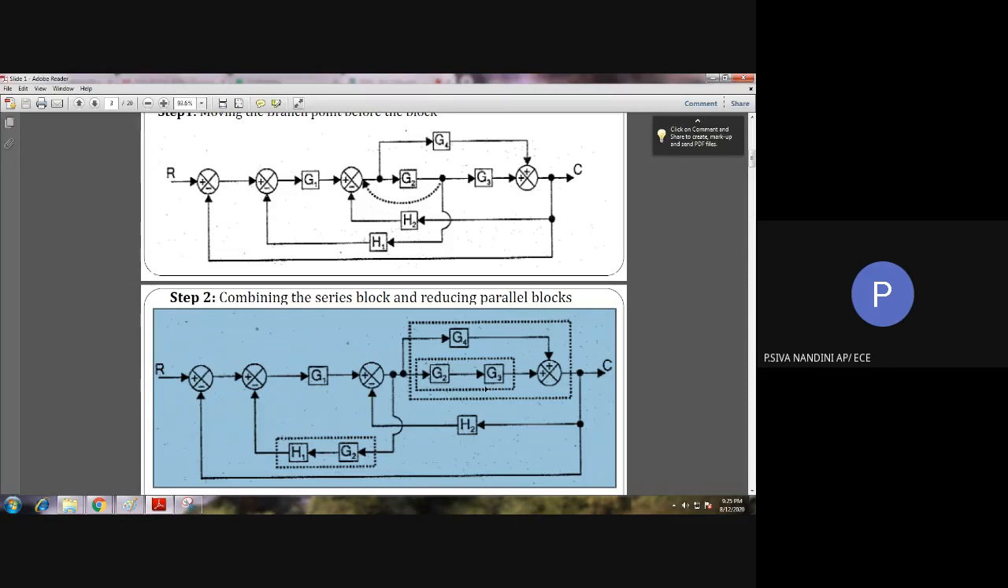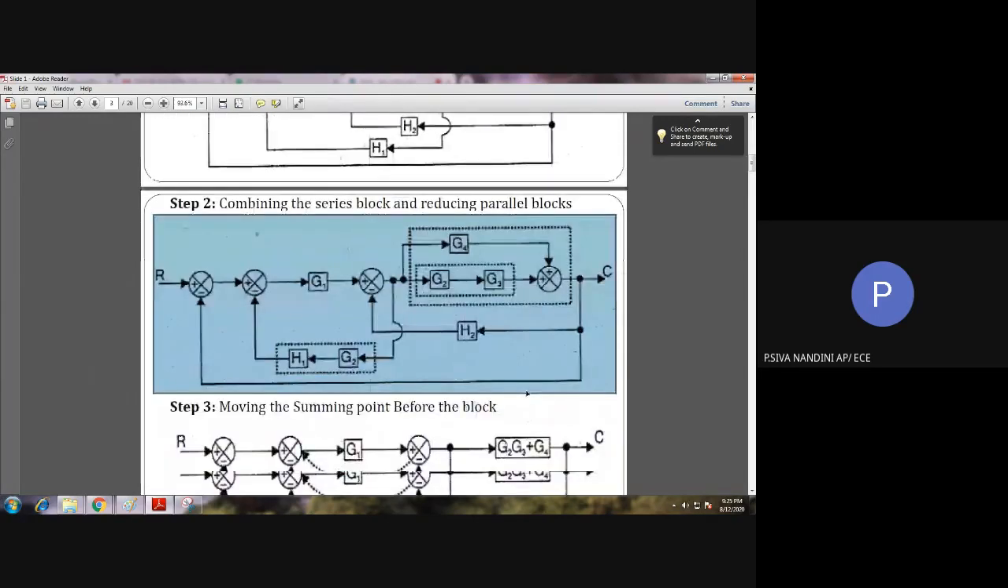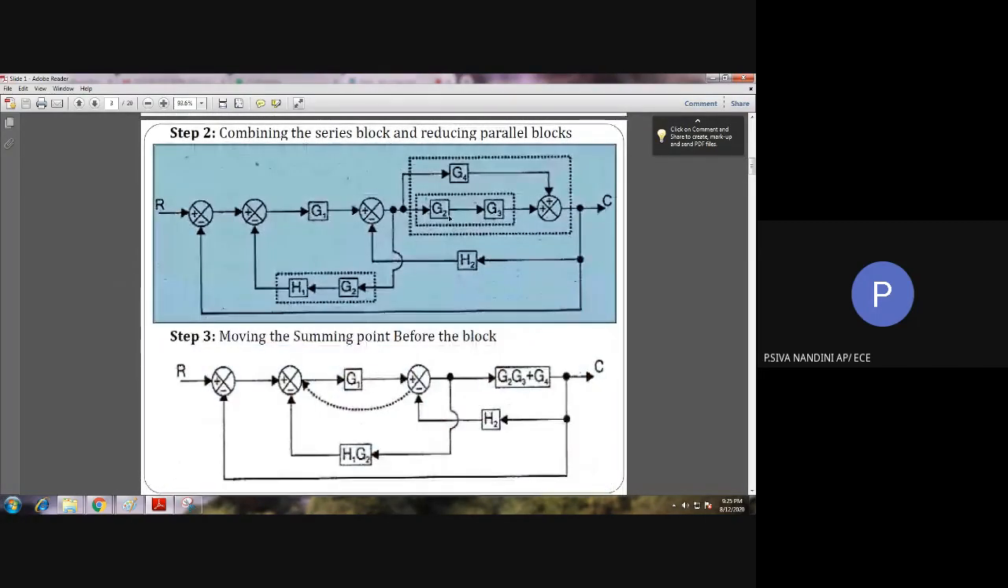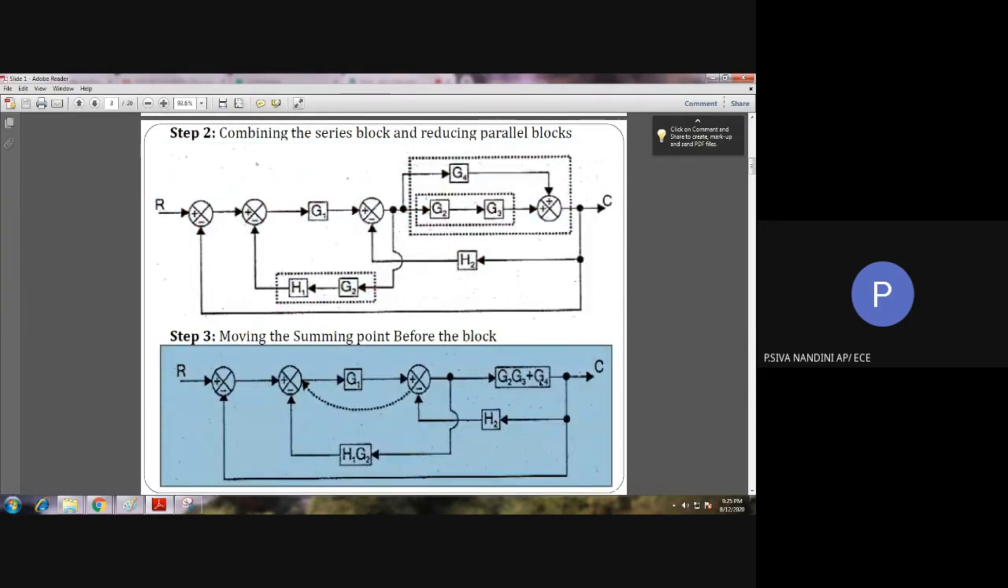G2 and G3 are in series. After combining this G2 and G3, we will have another parallel block. That is G4 and G2, G3 will be fed to the summing point with a positive sign. This makes a parallel block. So we can convert the series block as well as a parallel block in a single step also. So while converting, first I have multiplied the series block G2 and G3. So G2, G3 plus the parallel block G4. So G2, G3 plus G4 is obtained in step 3.